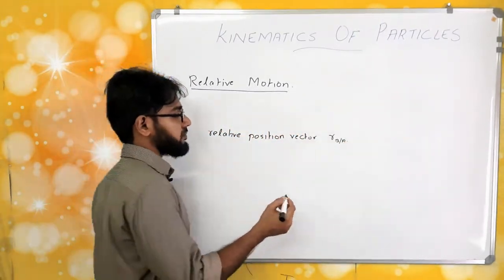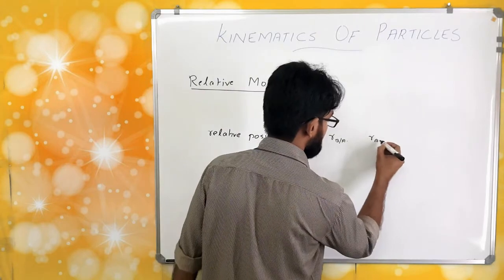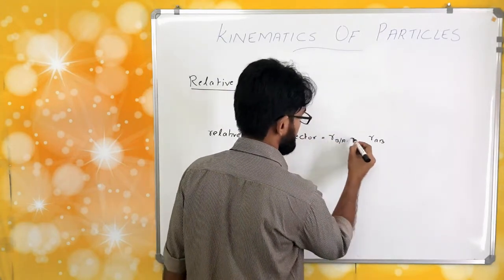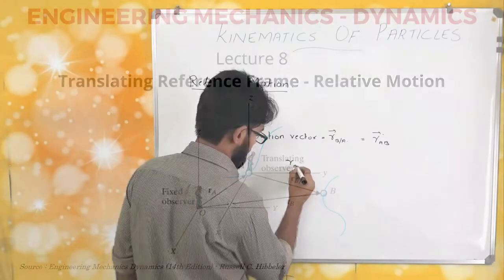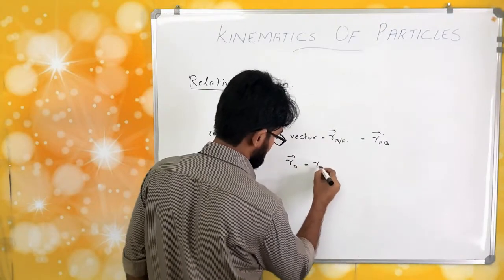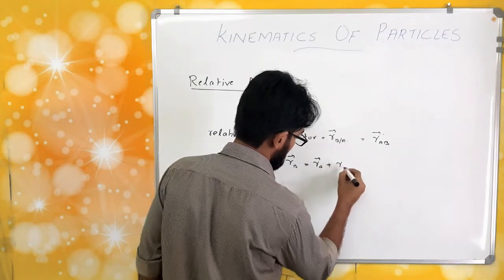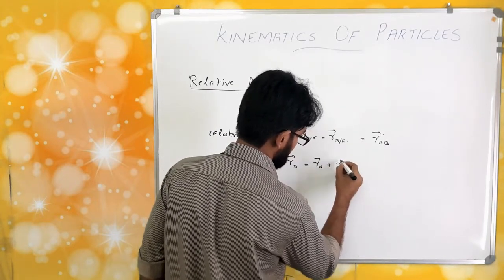This is also sometimes referred to as RAB. Now, if you look at the figure once again, you can see the vector triangle from which I can develop the relation RB vector equals RA vector plus RB with respect to A vector.